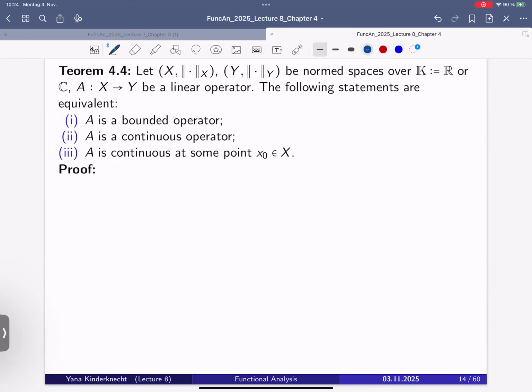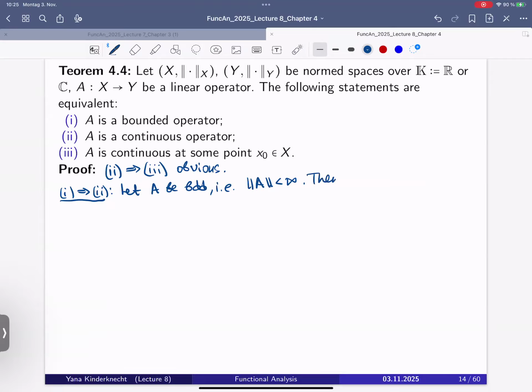So first of all, of course, property 2 implies property 3, obvious. Let us show that 1 implies 2. So let A be bounded. That is, the norm of A is finite.